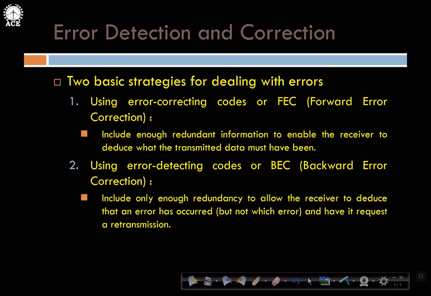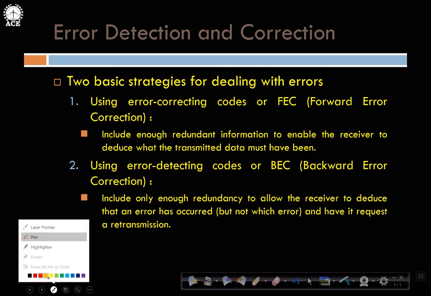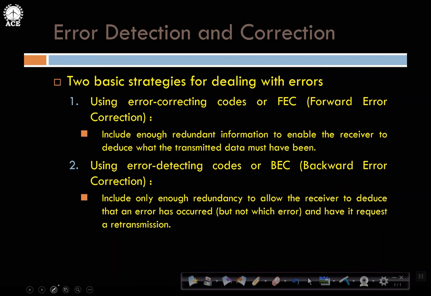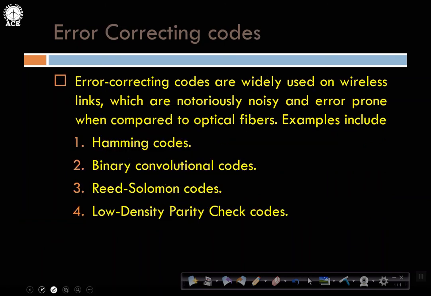So broadly, there are two strategies for dealing with errors. One is error correcting codes, the other is error detecting codes. These are also called forward error correction and backward error correction. Okay, so error correction and error detection, both of them are there. So we have error correction and error detection, two broad approaches.